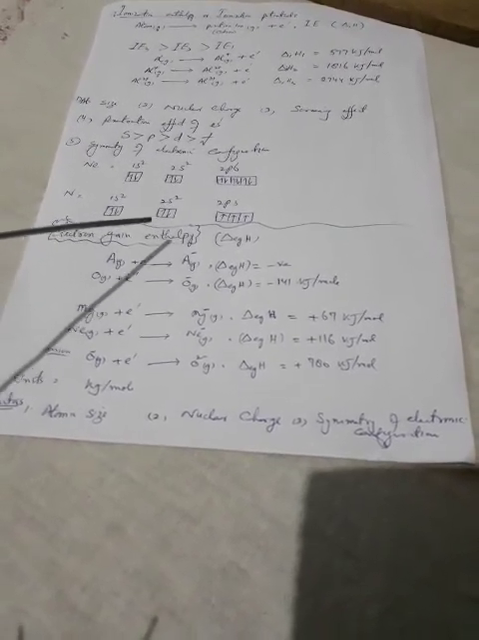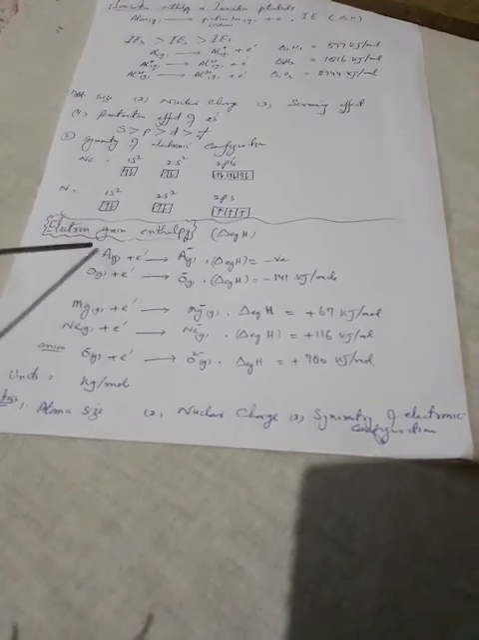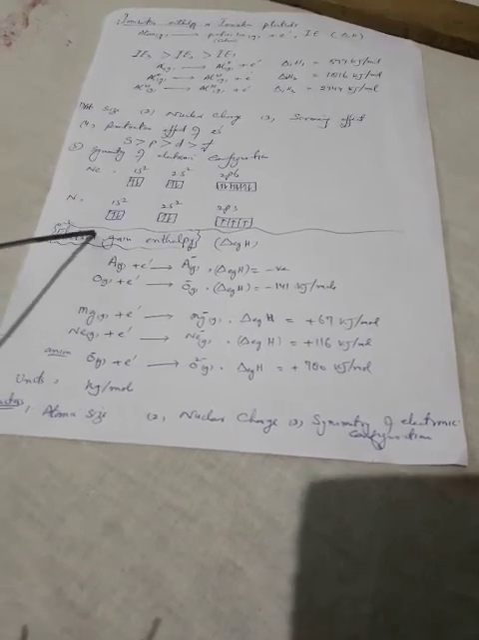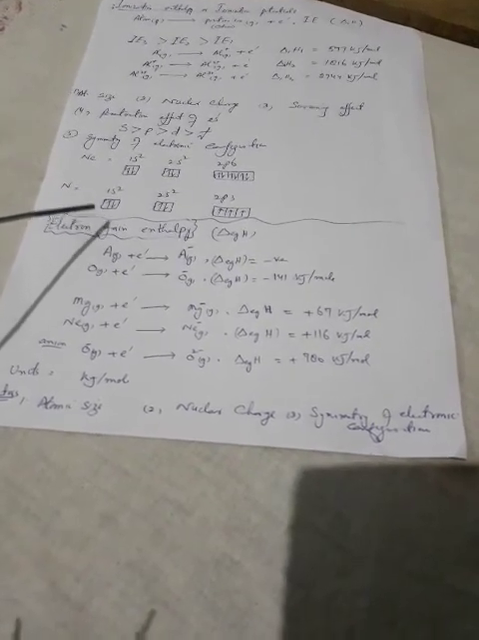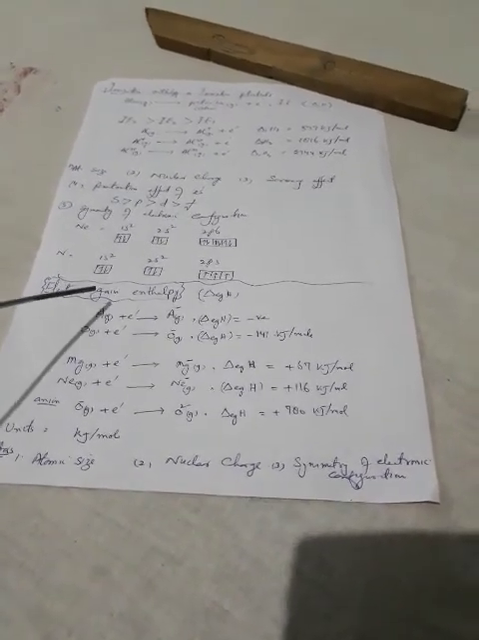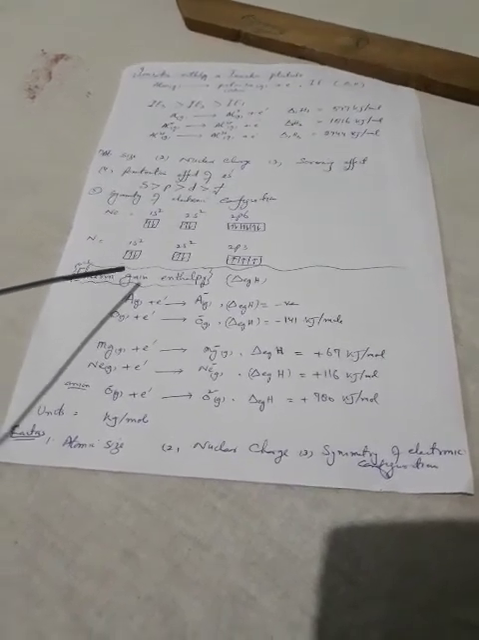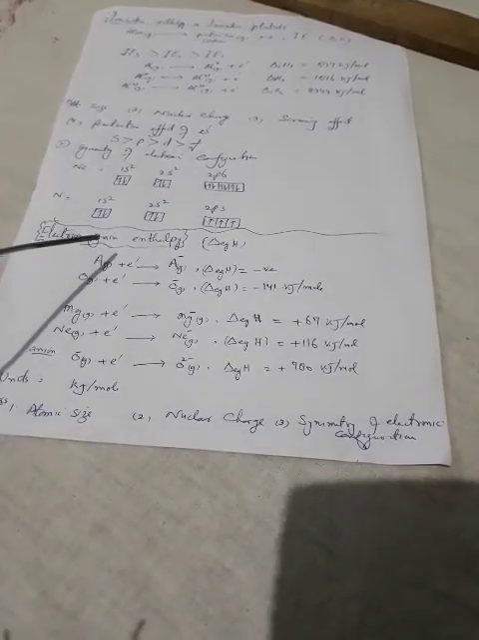Now, as far as electron gain enthalpy is concerned, if the atom is to gain an electron from an outside atom to form an anion, in that case energy is lost because of attraction between the nucleus of the atom and the incoming electron. So electron gain enthalpy has a negative value.